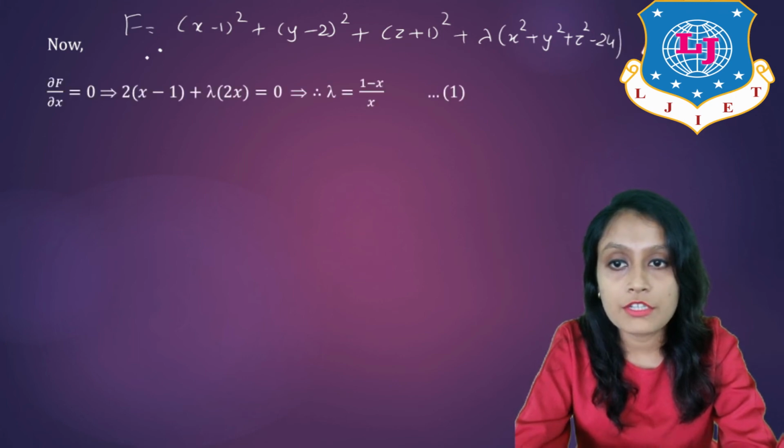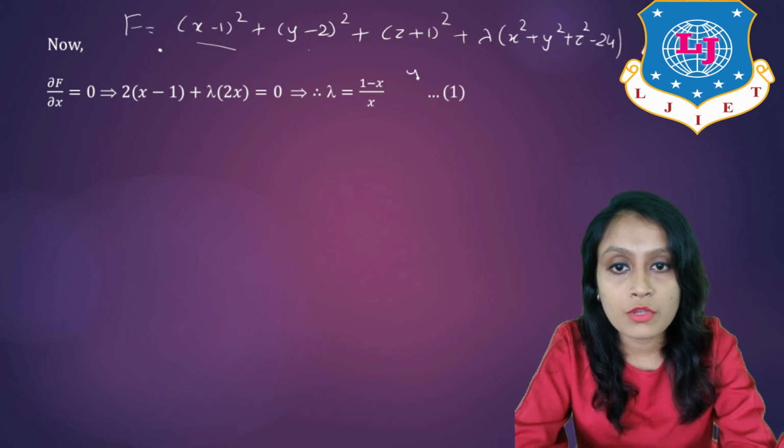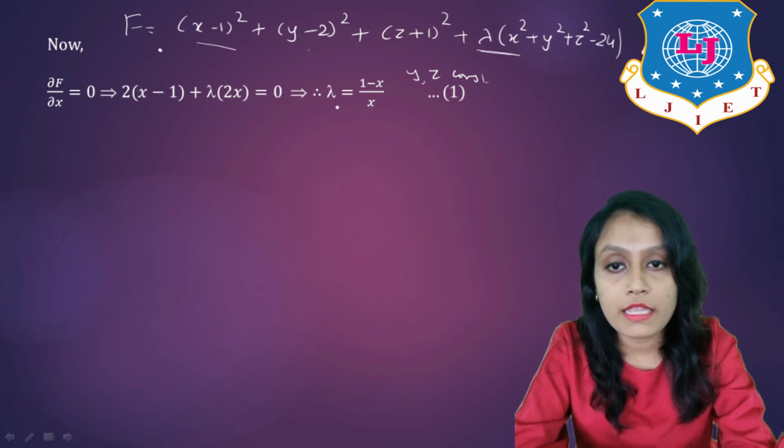Okay, so now differentiate this f with respect to x. From this you will get 2 into (x minus 1); y and z are constant, so these two terms are 0, and from this you will get lambda into 2x is equal to 0. Again, same procedure: we have to make lambda the subject, so you will get lambda is equal to (1 minus x) upon x. Give it number 1.